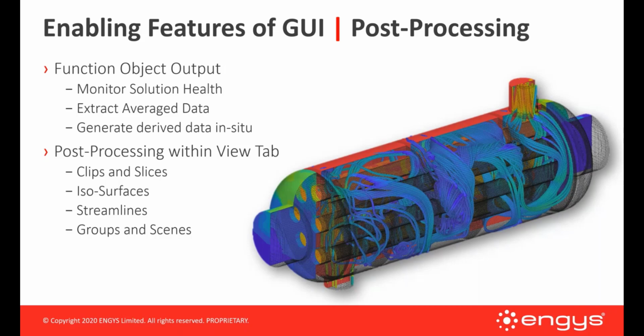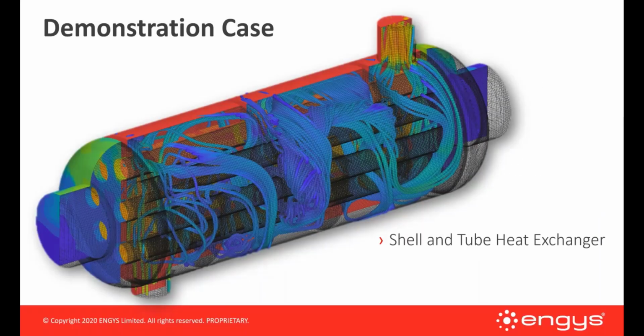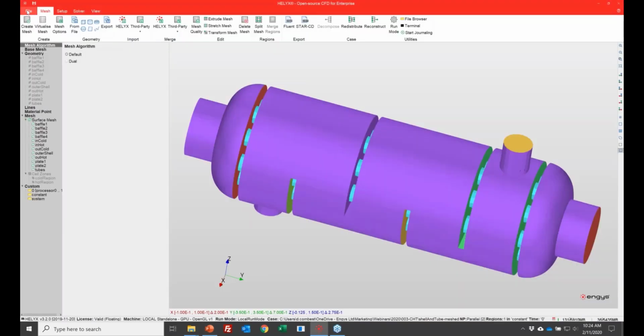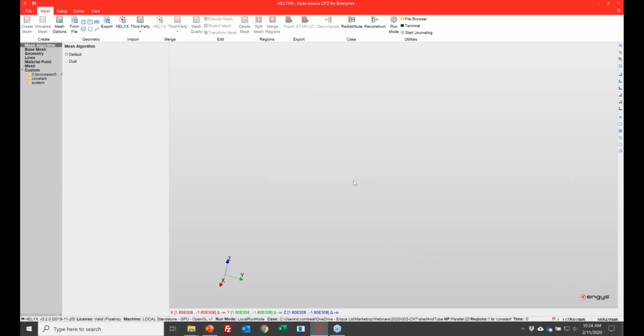And so with that, let me talk a little bit more about each one of these features by doing a demonstration. And so for this case, I'm going to do a demo using a shell and tube heat exchanger. Let me start a new case. Let me start with shell and tube. And I'm only going to use 2 processors because I'm on a Windows laptop.